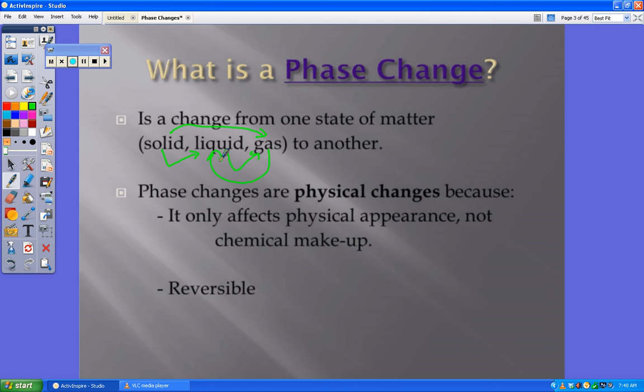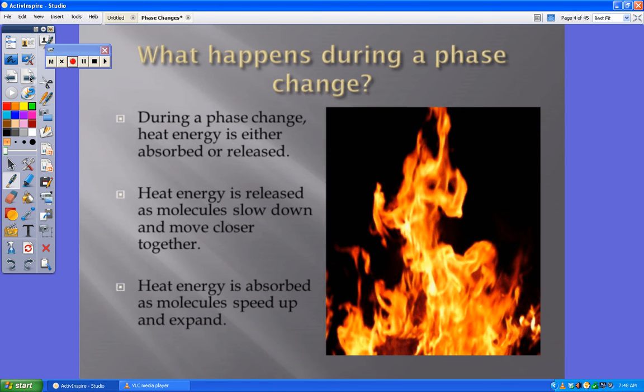Phase changes are a physical change, which means that there's no chemical change that occurs, and they are reversible, as we've seen. So during a phase change, heat energy is either absorbed or released. And so this was that Q value that we calculated. The Q value can be positive or negative, either one, depending on which direction you are going. Heat energy is released as molecules slow down and move closer together. Heat energy is absorbed when they speed up.